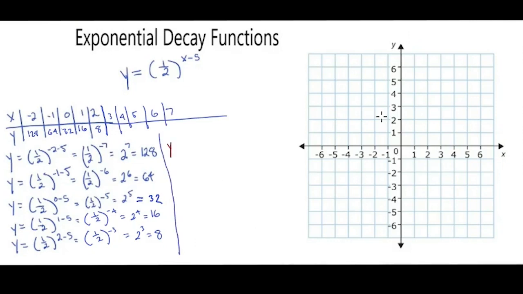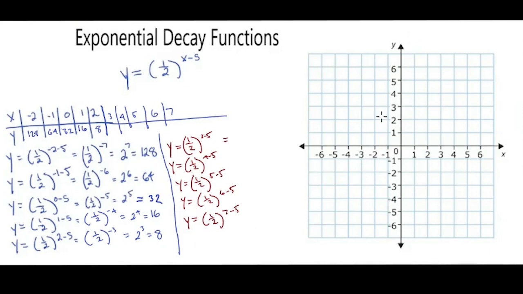So I'm going to do y equals 1/2 raised to the 3 minus 5. Y equals 1/2 raised to the 4 minus 5. Y equals 1/2 raised to the 5 minus 5. Y equals 1/2 raised to the 6 minus 5. And y equals 1/2 raised to the 7 minus 5.